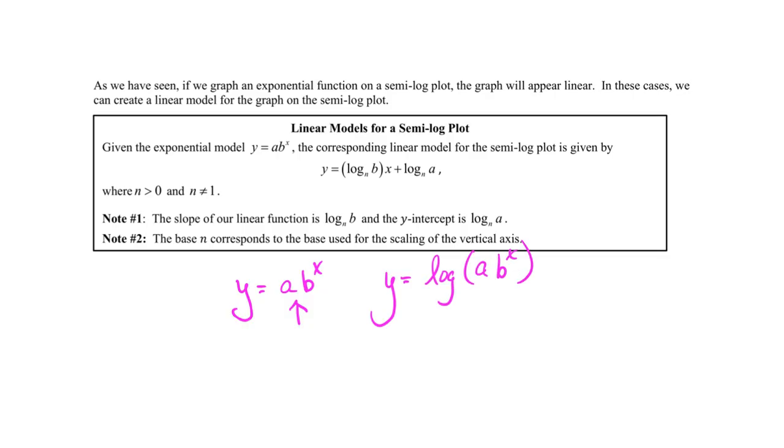Well, let's expand that. I could do log of a plus, and remember that x is going to come down, x log of b. So what does that look like? That looks like y equals mx plus b, because the log of a number is just a number, right? So this is just a number. Whenever I put a number in for b, it just represents a number, and it's with the x, so that means that's the slope, and log of a would be my y-intercept.